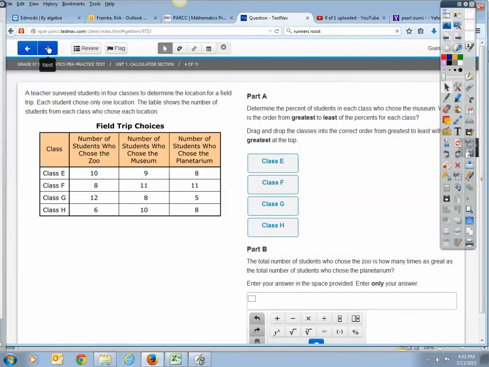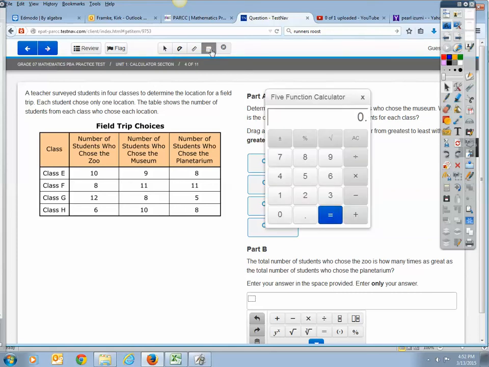A teacher surveyed students in 4 classes to determine the location for a field trip. Each student chose only one location, and the table shows the number of students from each class who chose each location. Great. All right. And so we have the zoo, the museum, and the planetarium. Too bad the planetarium wasn't in the museum, because it is in Denver. Ha! All right. Determine the percent of students in each class who chose the museum. What is the order of the greatest to least in percents? Okay, so that's actually not too bad.